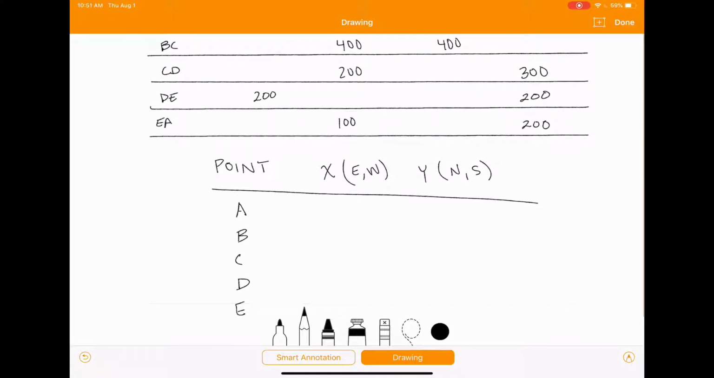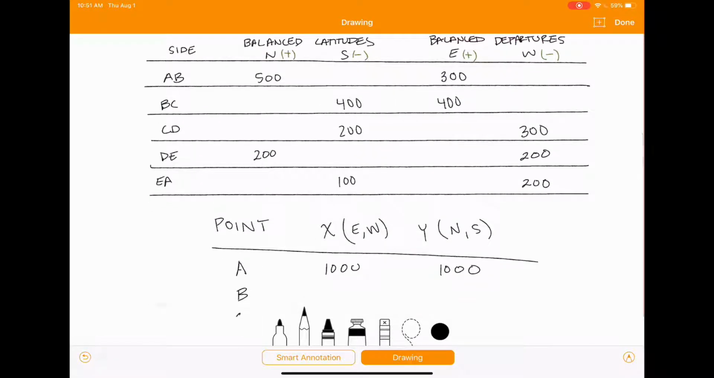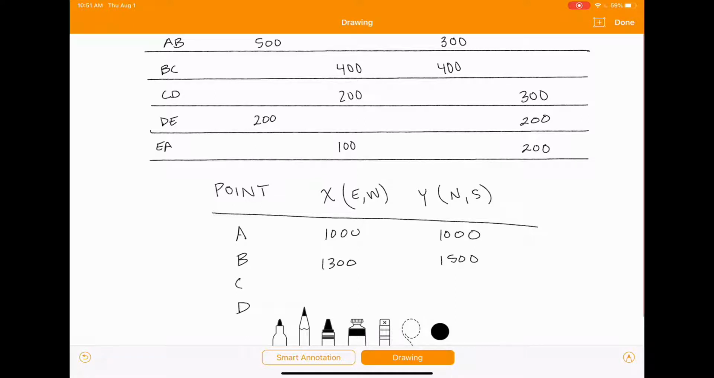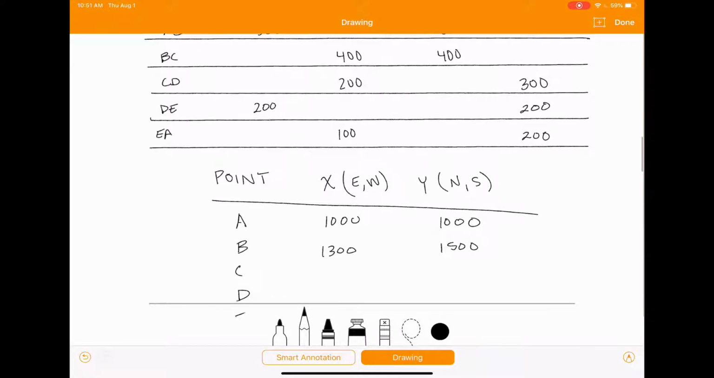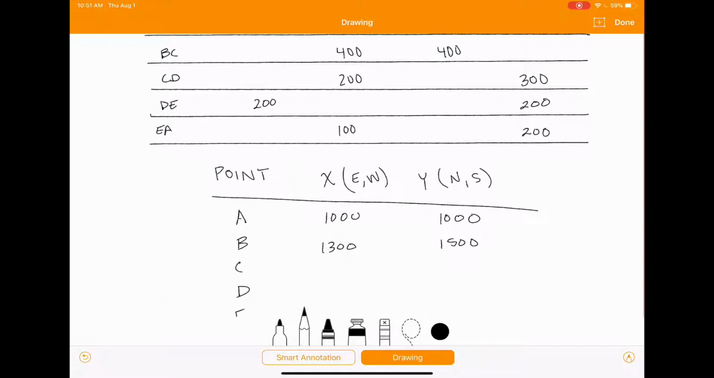So as I said, we're just going to arbitrarily set A at 1,000, 1,000. And then to get to B, we're going to have to go up 500. So we're going to have 1,500 B. And then we're going to go east 300. So that's going to be 1,300. And then to get to C, we're going to go down 400. So subtract 400 from up here, which is 1,100. And then we're going to go east 400. So we're going to add 400, which is going to make this 1,700.